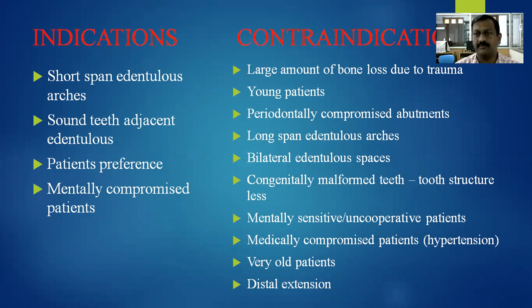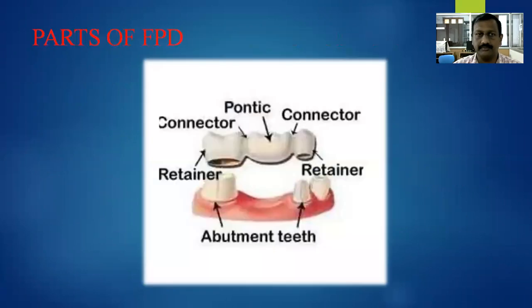In very young patients, the pulp chamber will be very large, so in that case we will not be able to do a crown, and we can't go for a fixed partial denture. Other contraindications are periodontally compromised abutments, long span edentulous arches, where the edentulous area is very large compared to the supporting teeth, bilateral edentulous spaces, and congenitally malformed teeth. So these are the situations in which we will not be able to do a fixed partial denture.